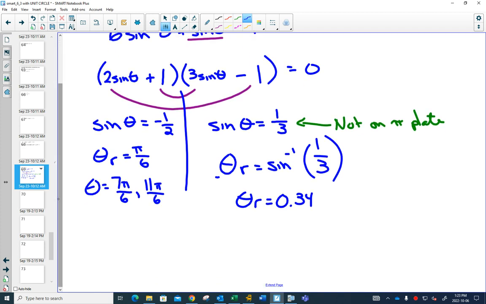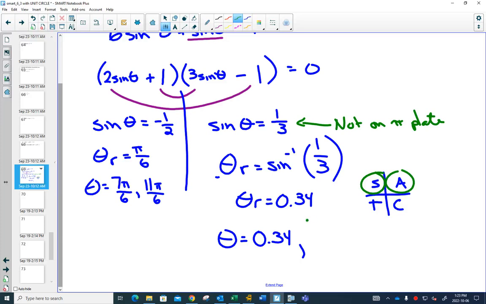Then, if sine is positive, according to our CAST rule, does it make sense that it's in quadrant 1 or quadrant 2? So in quadrant 1, it will be 0.34. In quadrant 2, how would you figure it in quadrant 2? You would do pi minus your reference angle and get 2.80.